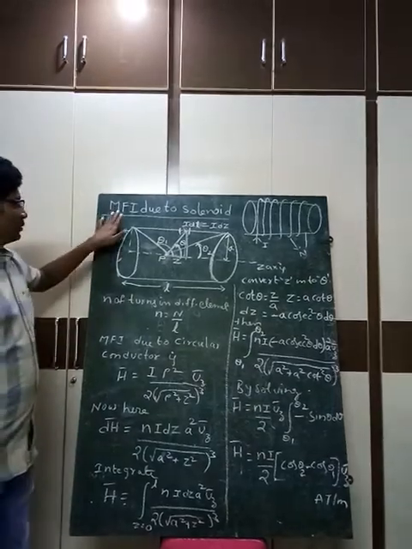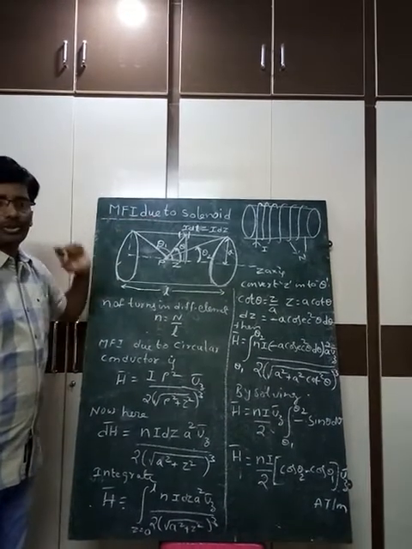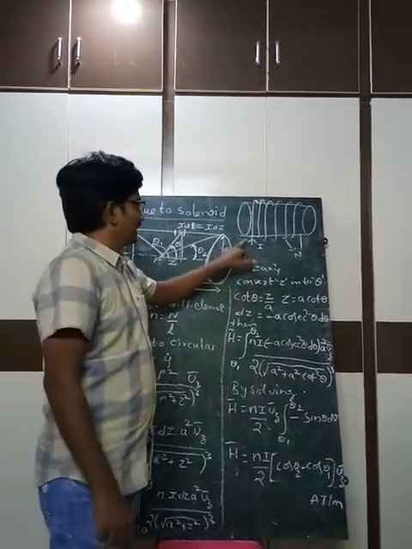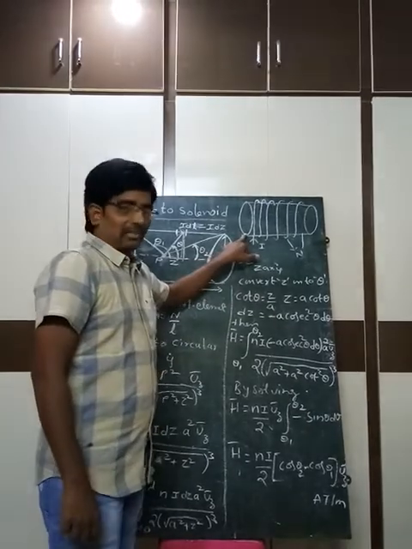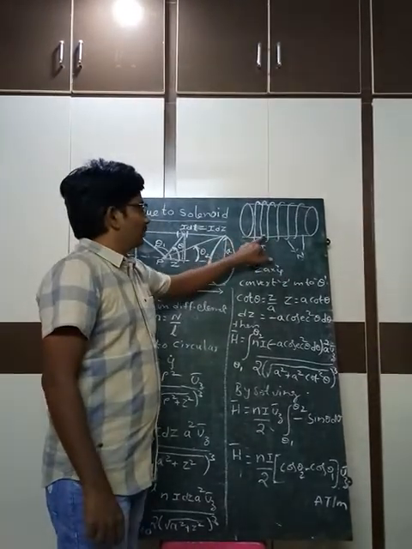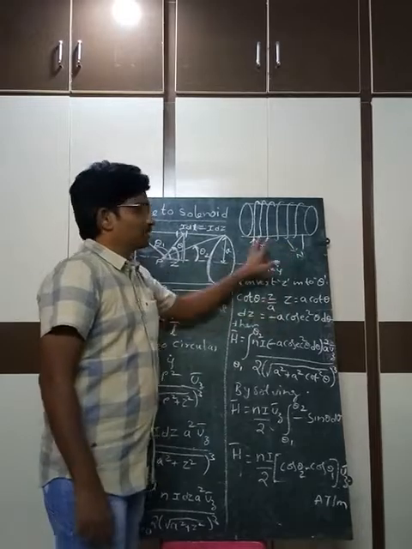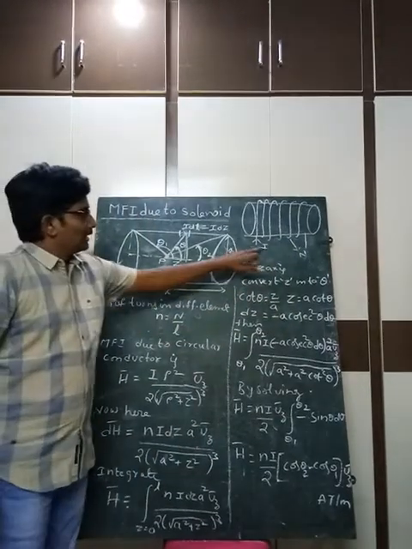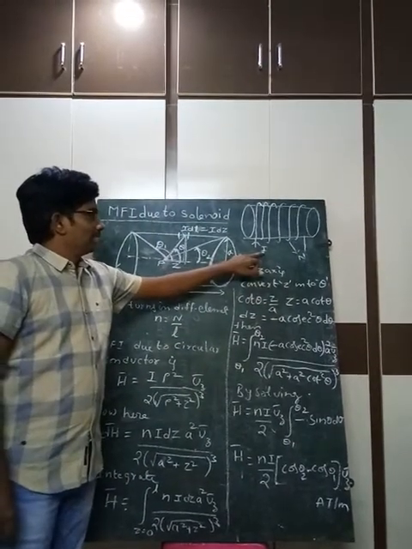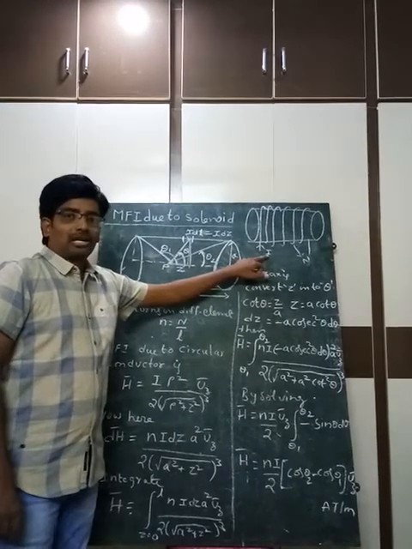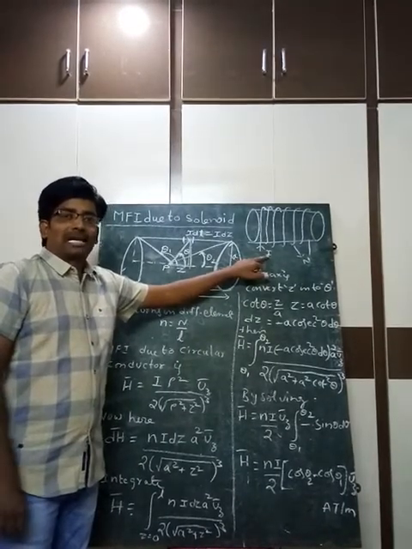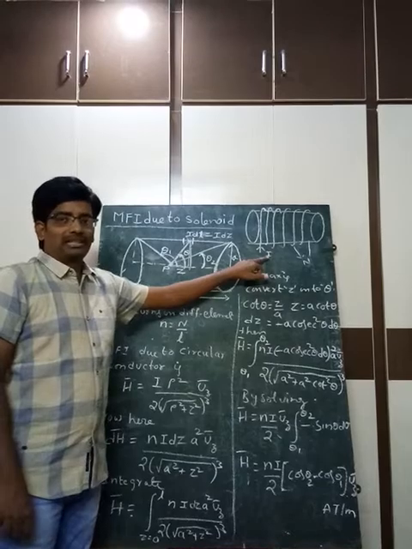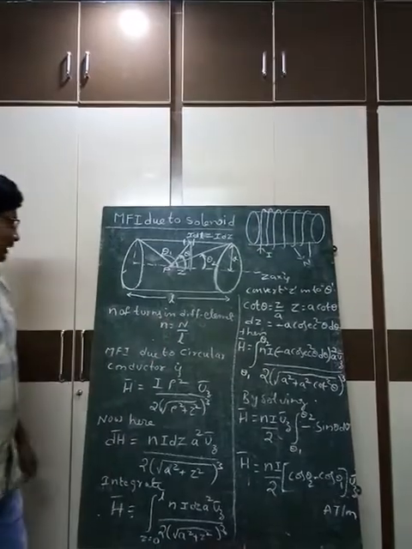In this video we are going to discuss magnetic field intensity due to a solenoid. First of all, a solenoid means a cylindrical shaped non-magnetic frame which has a large number of closely spaced turns of insulating wire. Whenever a current flows through the solenoid, a magnetic field is set up. Now our aim is to determine the magnetic field intensity at any point in the field developed by the solenoid.